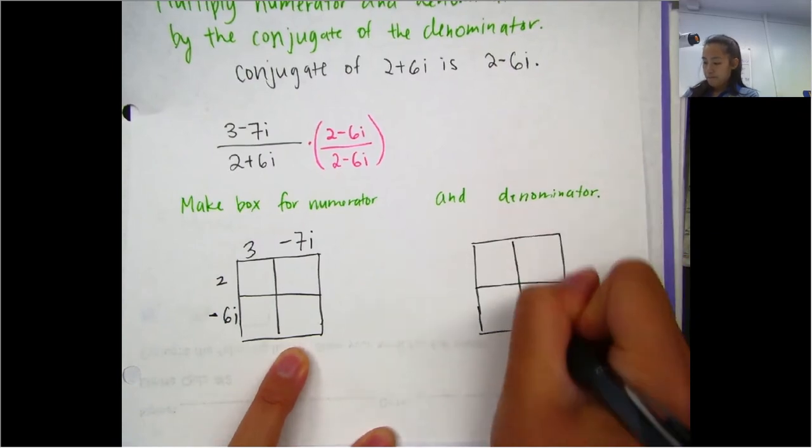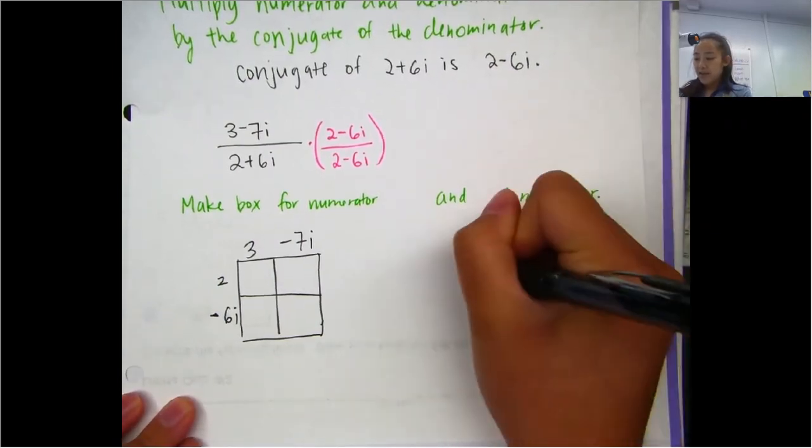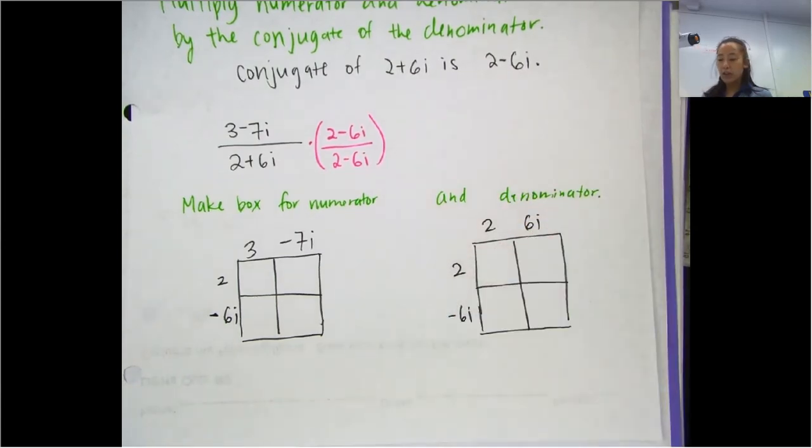And so we have 2 plus 6i, and then we have 2 minus 6i. Okay, so we're just going to go ahead and multiply these through. So we multiply each of the terms together.